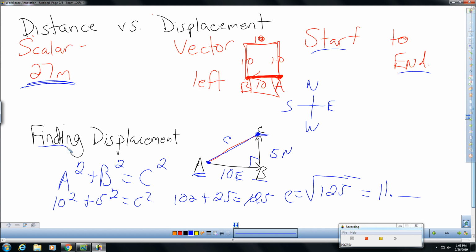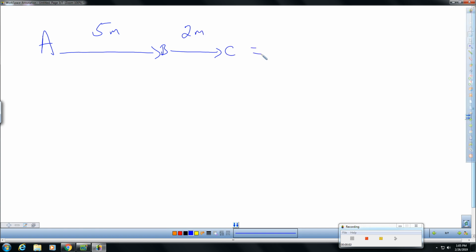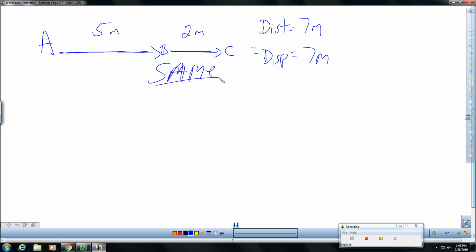The other thing that we need to take a look at, and I need to throw this in there. Let's just say, Harrison, I start at A. I go 5 meters to B, and then I go 2 meters to C. What's my total distance that I traveled? Total distance is going to be 7 meters. What is my displacement? How far am I away from the start? It is 7 meters as well. So when we're in the same direction, we just add those up to get that.